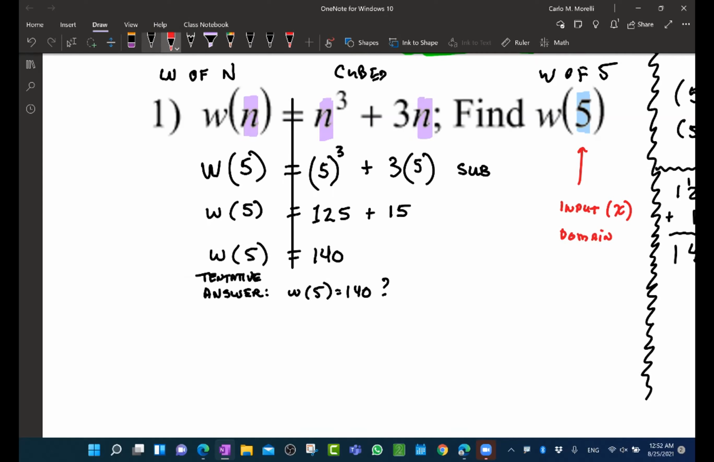Now, I want to show you something. W of n equals n cubed plus 3n can be written, so this is equivalent to writing y equals x cubed plus 3x. Right? The letters don't matter. The reason I like to default to this is what we call the function form.